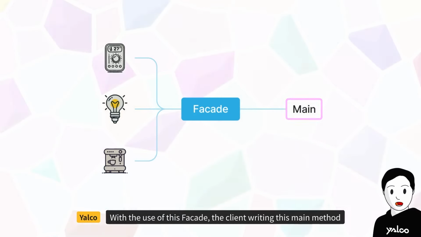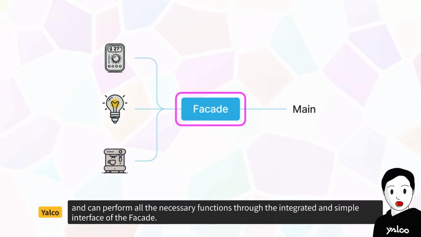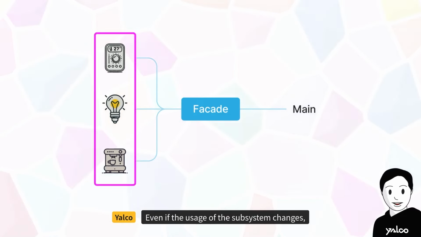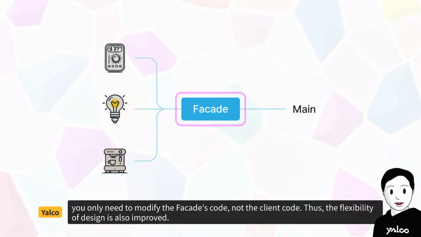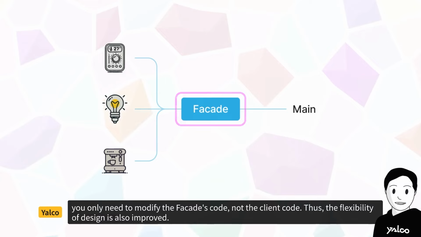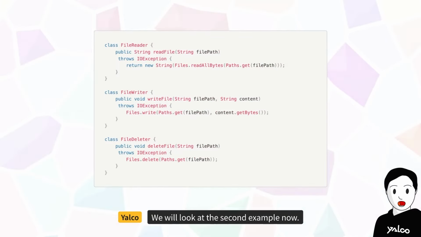With the use of this facade, the client writing this main method doesn't need to know the details of the internal implementation of each of these subsystem classes, and can perform all the necessary functions through the integrated and simple interface of the facade. Even if the usage of the subsystem changes, you only need to modify the facade's code, not the client code. Thus, the flexibility of design is also improved. We will look at the second example now.